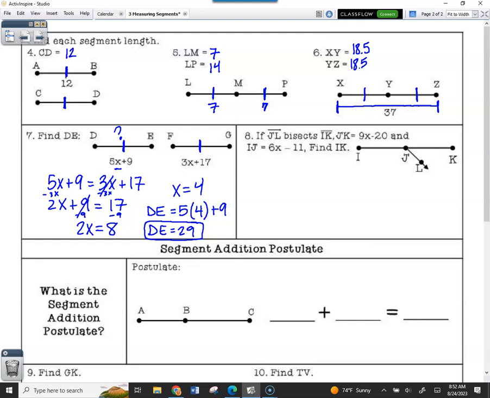Number eight, let's look at it. If JL bisects IK, and JK is this and IK is this, find IK. You will notice you do have a picture, but it is not labeled entirely. I would like you right now to go to the picture, label the info that's given, and put the question mark where it needs to be, and then let's check it with mine.